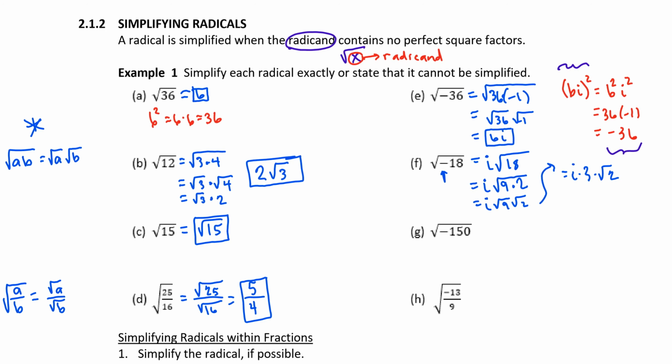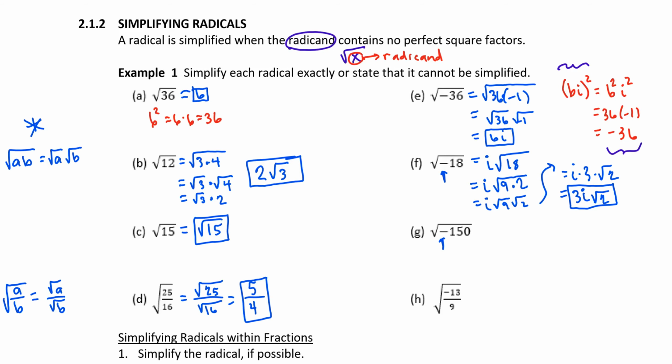Okay, now let's put it all together in a readable form. When we write the combination of a radical and i, we want the whole number to the left. We're going to put the i in the middle, and the square root of 2 goes on the right. So the square root of negative 18 is 3i square root of 2. Let's try the next example. Square root of negative 150.